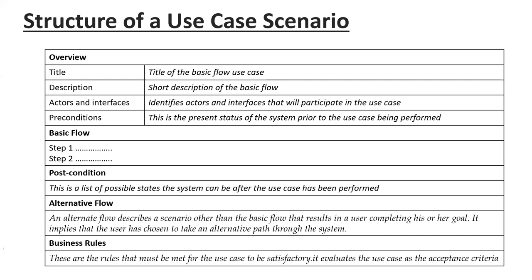So we have the overview, where some people just put overview, or some people basically don't put it and then put the details of the overview, where you talk about the use case ID and the title of the use case. Title of the use case is where you talk about the title of the basic flow. For instance, if you want to write a use case scenario for login, the title of your use case would be user login or customer login or candidate login or student login. That will be the title.